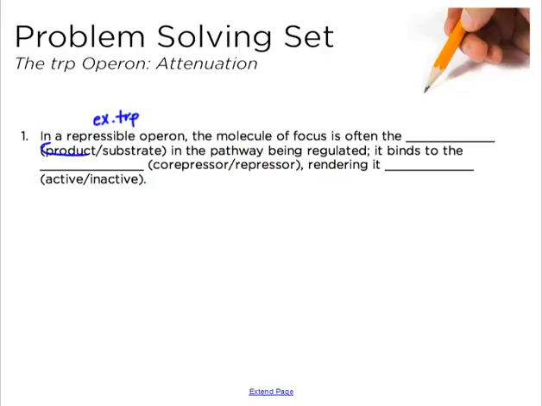So in the lac operon, the focus was on the substrate, which was lactose, which would then be degraded. But here, the focus is on the product. So for the trp operon, the structural genes form the pathway that lead to the biosynthesis of tryptophan. So it's the product of that pathway. And the molecule of focus, tryptophan, binds to the repressor.